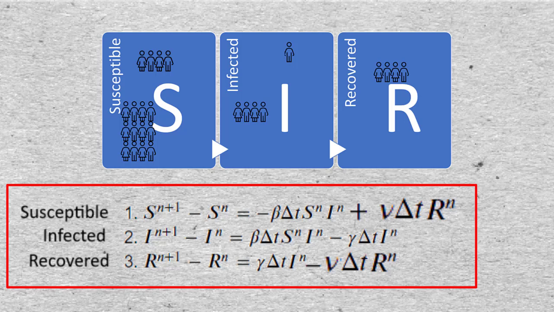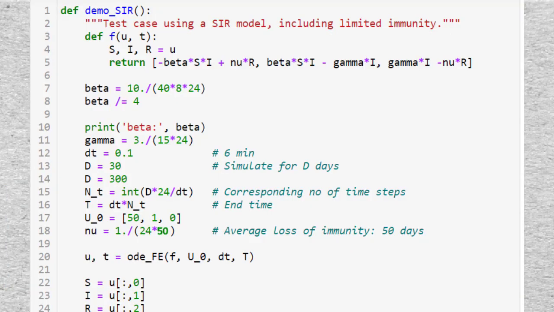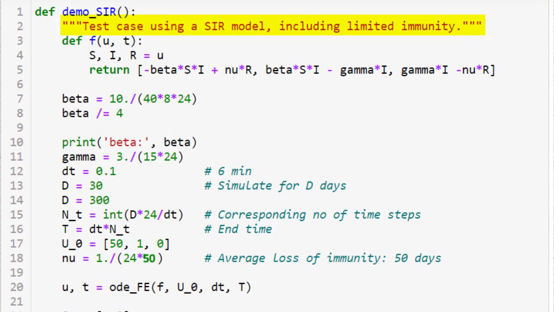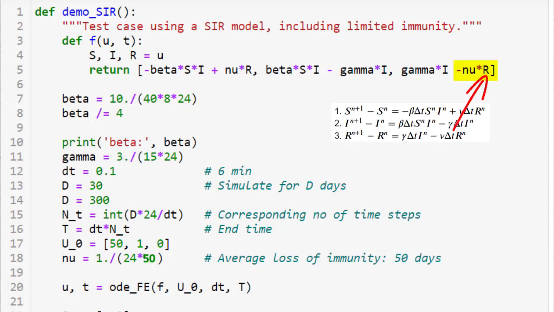Now we'll bring back our implementation program and make some simple changes to accommodate this updated model. Let's add a note to our function's docstring that we are including the possibility of limited immunity. In the list returned to our generic solver program, we subtract our loss factor, nu times R, from our recovereds, and we add the same factor to our susceptibles.